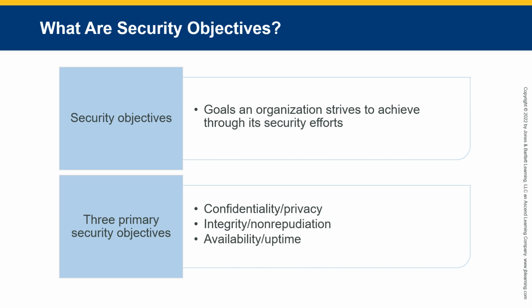So what are the security objectives we have? Security objectives are goals an organization strives to achieve through its security efforts. And the three primary security objectives, if you're ever going to study for your CISSP, are confidentiality, integrity, and availability. Confidentiality basically equates to privacy, integrity equates to non-repudiation, and availability is kind of self-explanatory, but it also represents uptime of systems and how long they're going to be available.